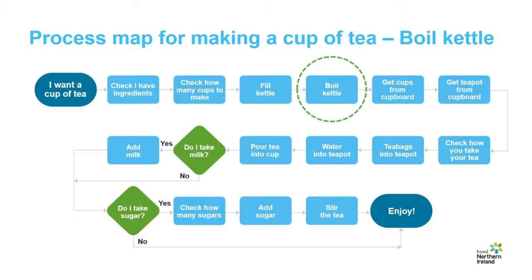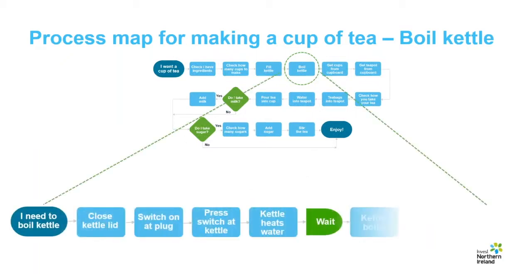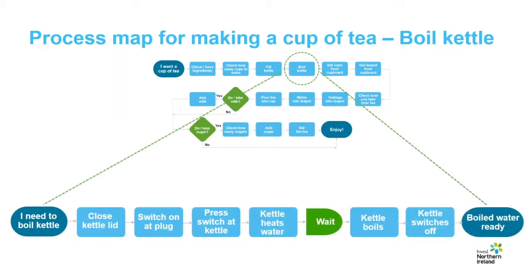So now we need to map this step out in more detail to see if we can identify the exact problem. The trigger in this case is that you need to boil the kettle. So the first step is to close the kettle lid, then switch it on at the plug. Press the switch, the kettle heats the water, then you wait, the kettle boils, the kettle switches off, and then your boiled water is ready.